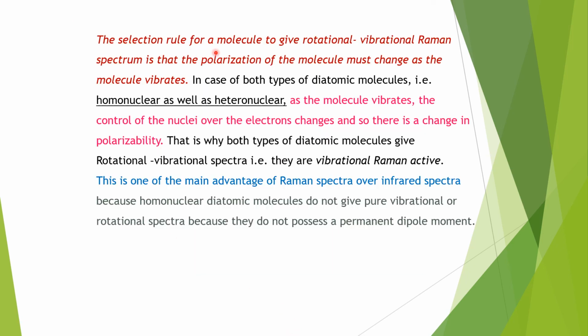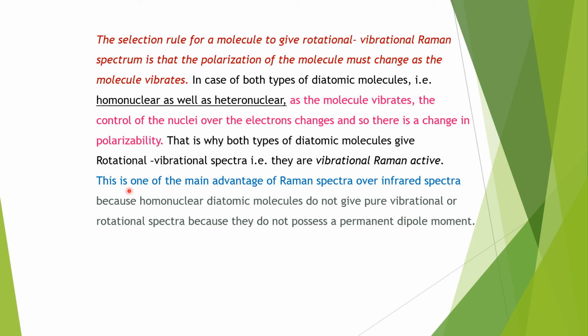Now the selection rule for a molecule to give a rotational vibrational Raman spectrum is that the polarizability of the molecule must change as the molecule vibrates. In both types of diatomic molecule, that is homonuclear as well as heteronuclear, as the molecule vibrates, the control of the nuclei over the electrons changes, and so there is a change in the polarizability. That is why both homonuclear and heteronuclear diatomic molecules give rotational vibrational spectra. That means they are vibrational Raman active.